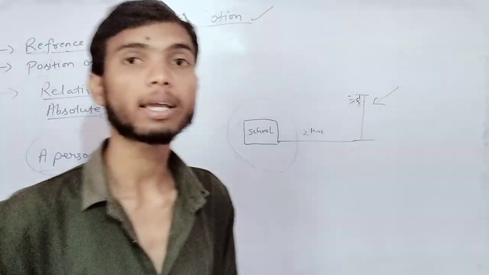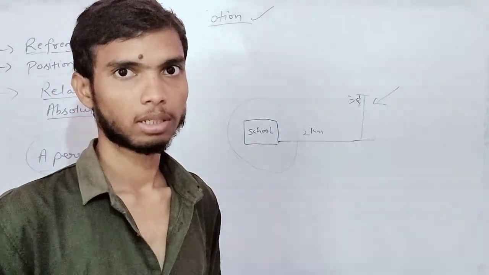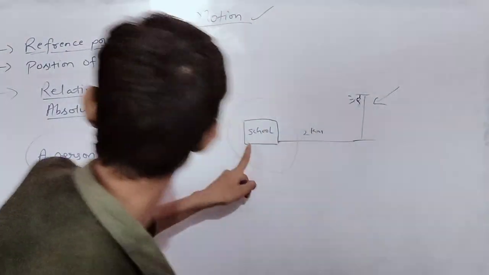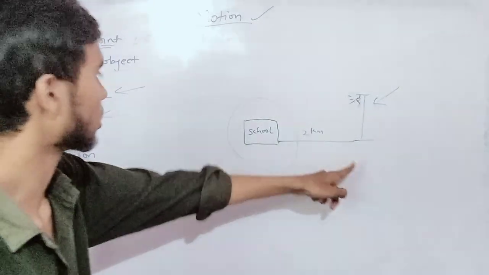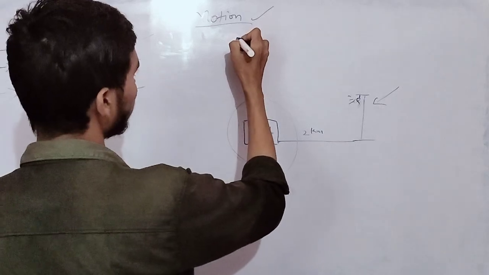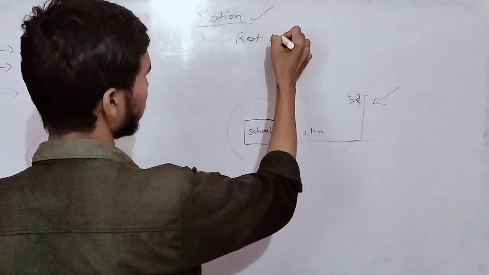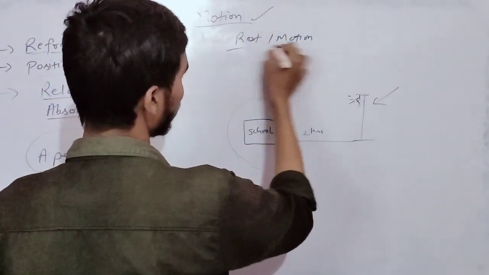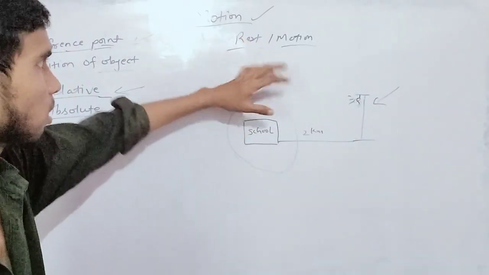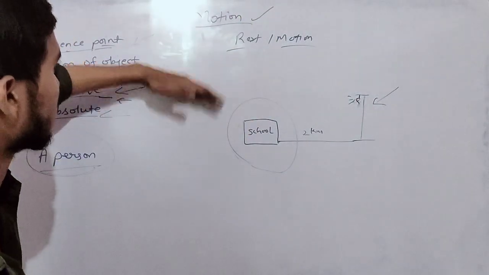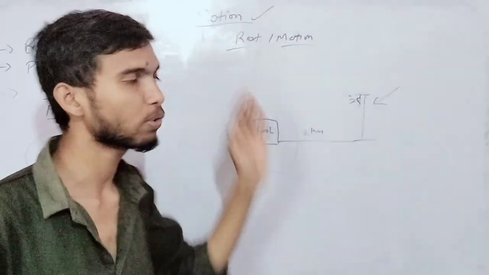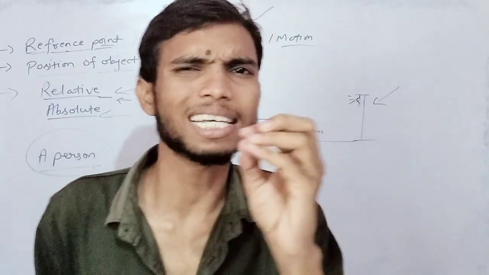Here we will take an observer. I will tell you about it, but before that, rest and motion. About rest and motion, I would like to tell you, because it is taught in the starting of this lecture. Yes, rest means something is at rest.